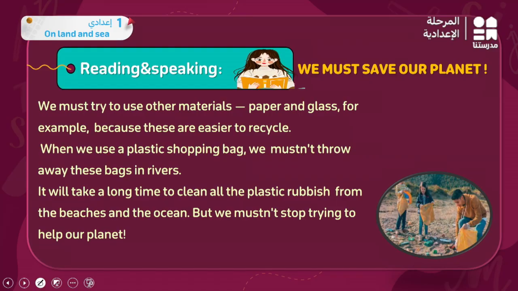It will take a long time to clean all the plastic rubbish from the beaches and the ocean, but we mustn't stop trying to help our planet. يعني إيه؟ It will take a long time to clean all the plastic rubbish from the beaches. طبعاً هياخد وقت مهول، وقت طويل جداً إن إحنا نقدر نعمل cleaning up for all the beaches all over the world. But we mustn't stop. ما ينفعش نوقف فكرة trying to help our planet. إن إحنا نحاول دايماً to save our planet or to help our planet، يعني نساعد أو ننقذ كوكبنا.